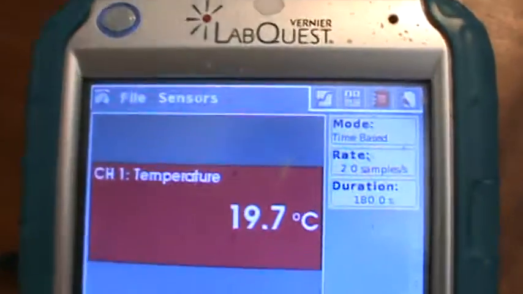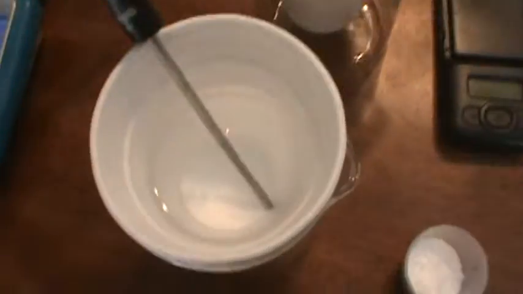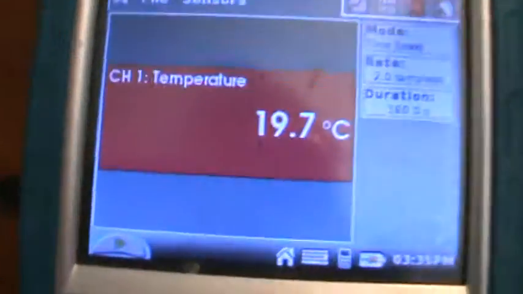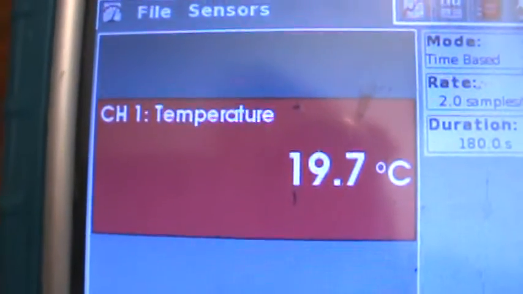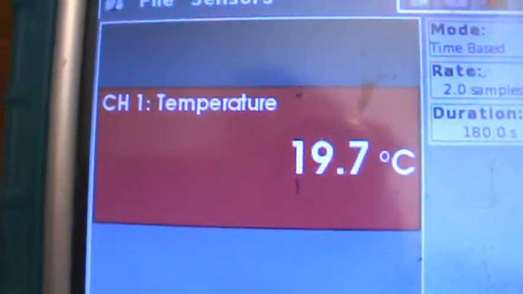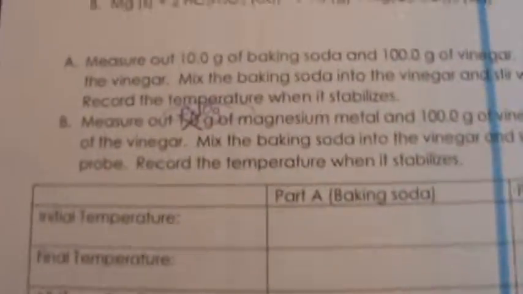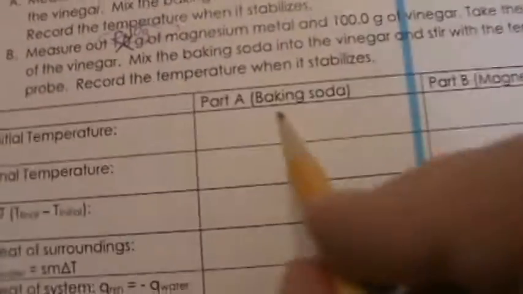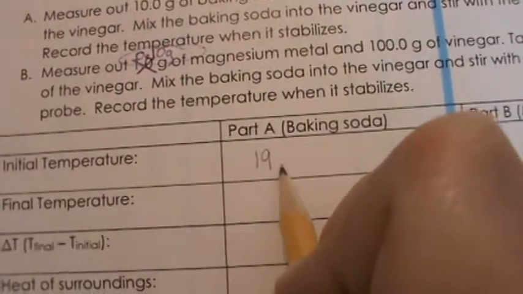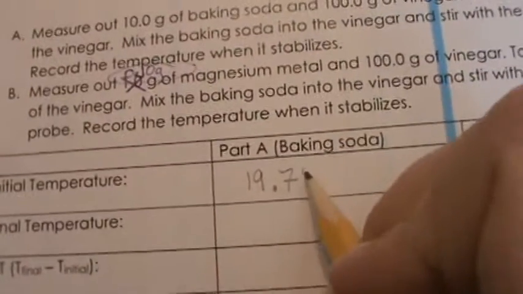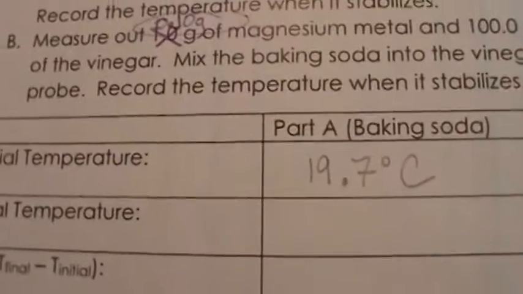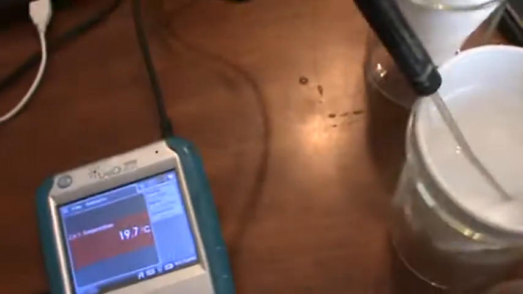We're going to get our initial temperature. So right now, here I have my temperature probe and my vinegar, and it says that my T1 here is 19.7 degrees. Okay, so I'm going to come over here where it says initial temperature, and I'm going to put in 19.7 degrees Celsius.